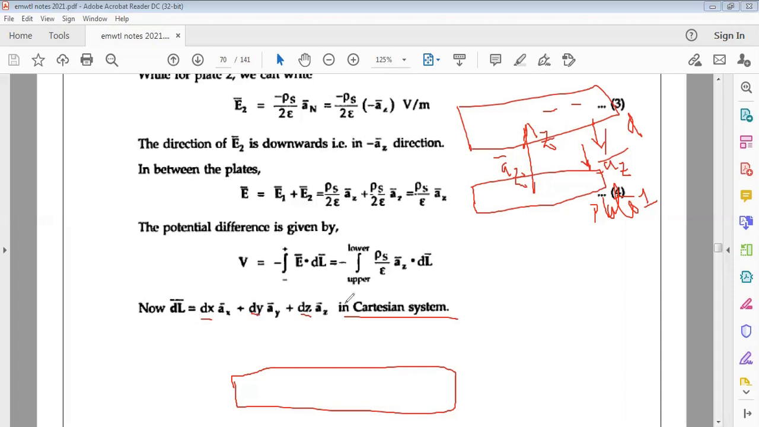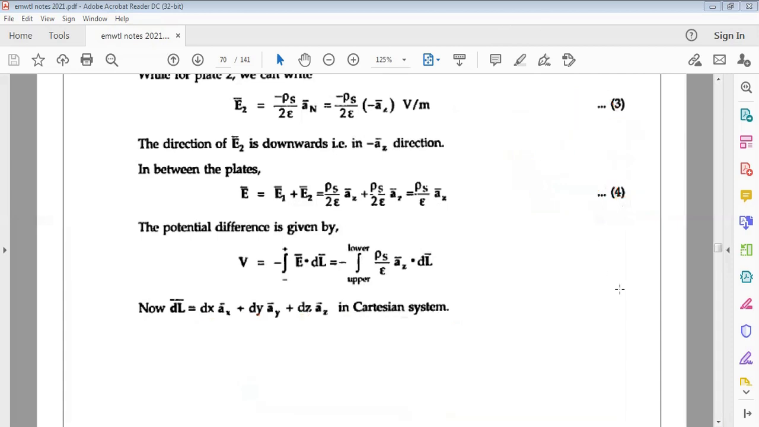Now, substitute the DL bar here. The voltage V is equal to the minus integral from the upper limit to the lower limit. I am taking the upper limit because the negative sign is for the upper plate and the positive charge for the lower plate. So rho S by epsilon into AZ bar dot DL bar, where DL bar is dx AX, dy AY, and dz AZ in combination.